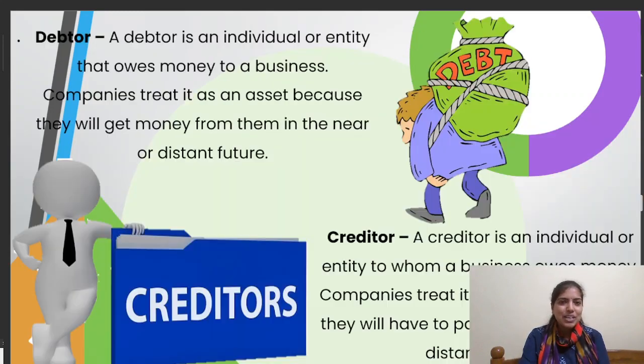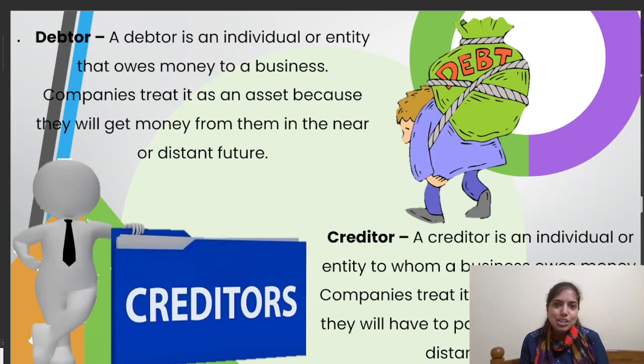Our next topic is debtor and creditor. A debtor is an individual who is supposed to pay us the money. I have said that when we are supposed to pay something to another party, that becomes a liability, and at that point we become a debtor.